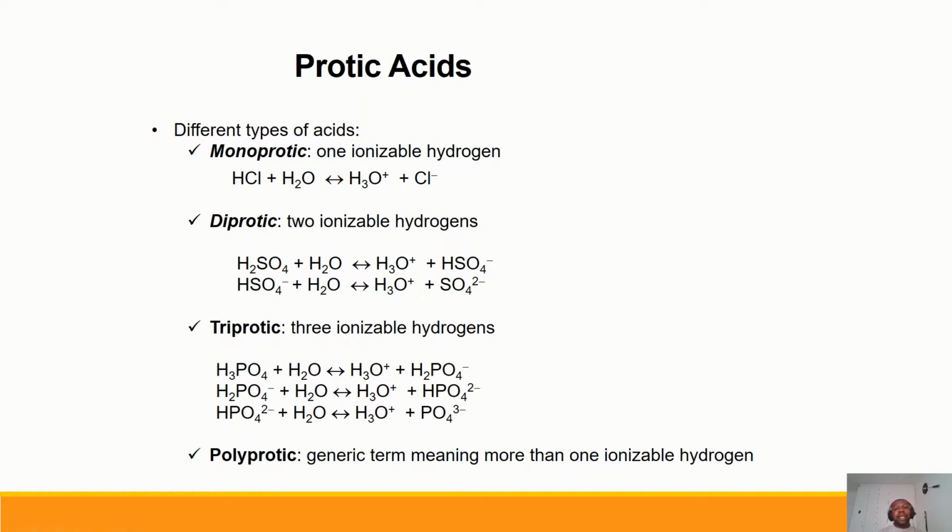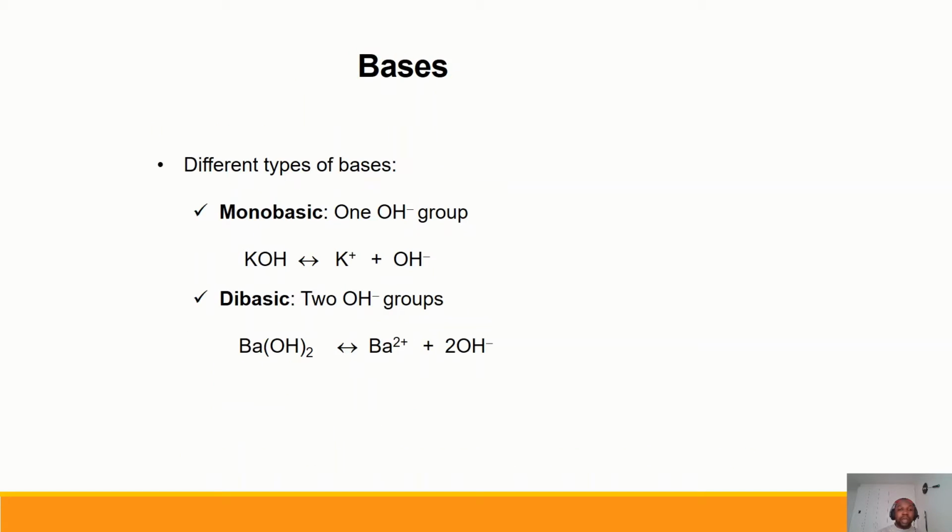Triprotic means that they have three ionizable hydrogens. So for example, we have H3PO4. This compound can lose all the three hydrogens present, and that's why it's called triprotic. Polyprotic means that they have more than one ionizable hydrogen. So if you have any acid that can lose 4 or 5, then they are generally polyprotic acids.